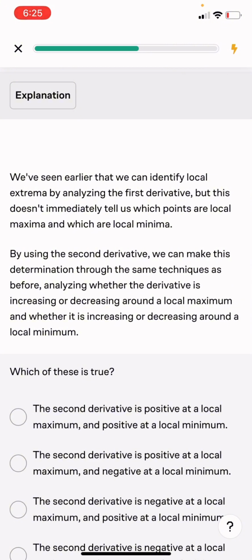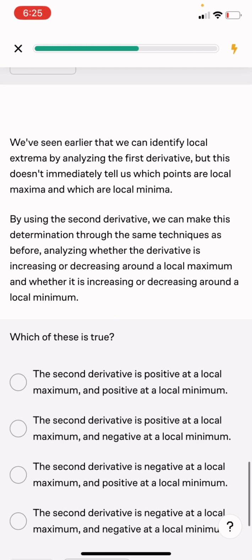We've seen earlier that we can identify local extrema by analyzing the first derivative, but this doesn't immediately tell us which points are local maximum, which are local minimum. By using the second derivative, we can make this determination through the same techniques as before, analyzing whether the derivative is increasing or decreasing around the local maximum, and whether it is increasing or decreasing around the local minimum. Which of these is true?